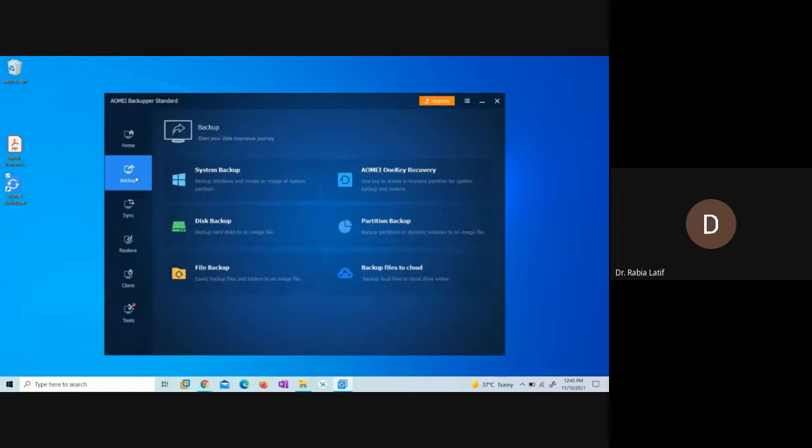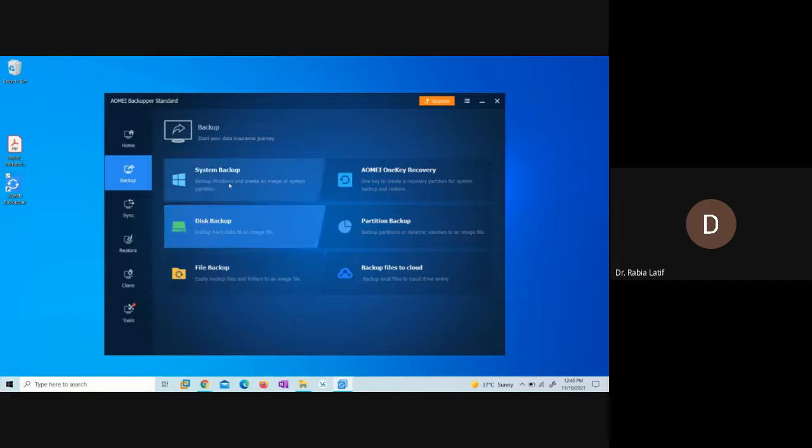Okay, so you want to take the backup of one file. Here again we have multiple options. You can take the full system backup, you can take the disk backup like your hard drive, your SSD, your USB, your external hard drive. Then we have a partition backup if you want to take the backup of any partition on your system. Then we have backup files to cloud. Definitely it is not a good option, but still you have an option here if you want to back up your files on cloud. Okay, so due to time constraints, we will go only for the file backup.